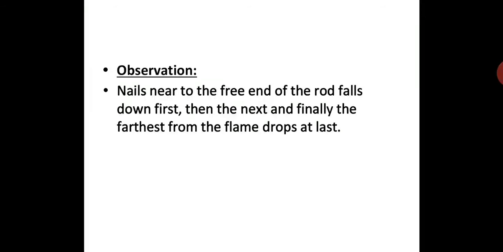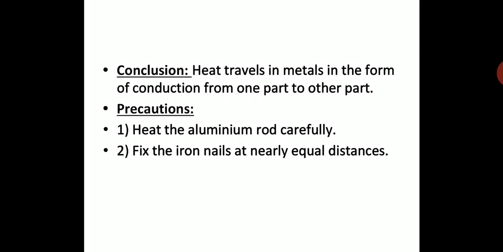Then observation, what you observe: the nails near the free end of the rod fall down first, then the next, and finally the one farthest from the flame drops last. This is your observation after performing the experiment. Then what do you conclude? That heat travels in metal by conduction from one part to the other. In the form of conduction means without the actual movement of the particles, the heat gets transferred from one particle to the other in solids.